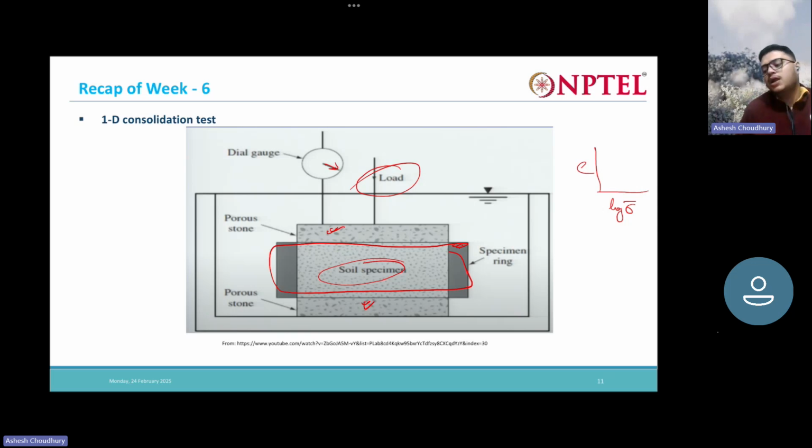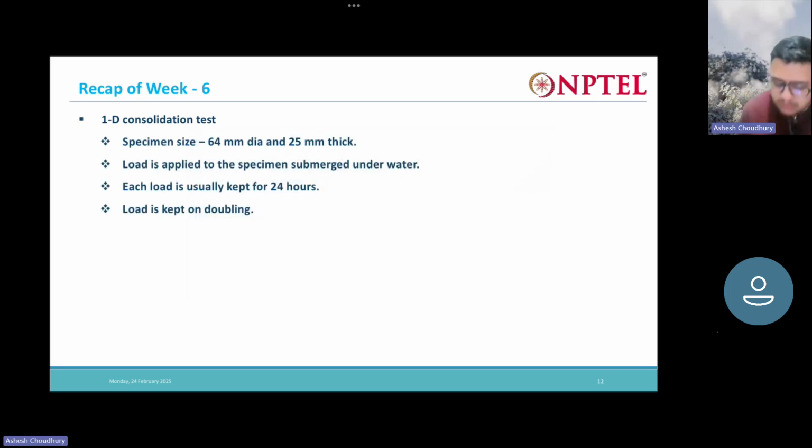If you are at the bachelor's level, you will be doing this in your soil mechanics or geotechnical engineering laboratory course, where it is mostly about how to do this test. The specimen is circular, 64 millimeters in diameter and 25 millimeters thick. Load is applied to the specimen submerged underwater. That is, we keep the specimen fully saturated. Always remember this, we keep the sample fully saturated.